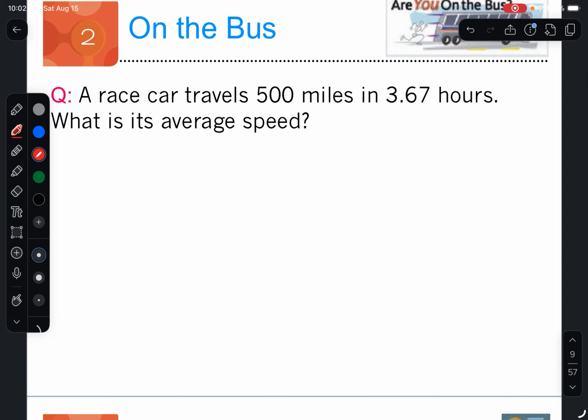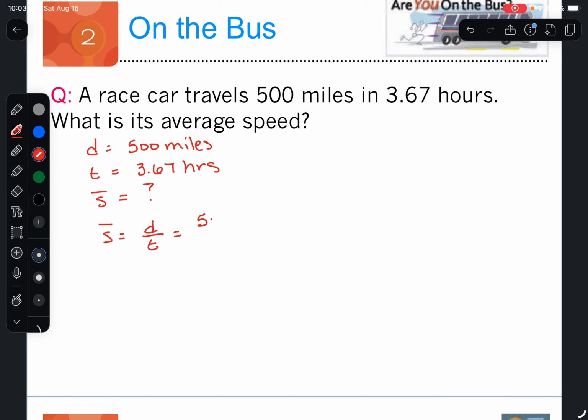Next sample problem is we have a race car that travels 500 miles. So we know our distance is 500 miles. And it does so in a time of 3.67 hours. And you're asked to find average speed. So again, our average speed is distance over time. Our distance is 500 miles. Our time is 3.67 hours, and we simplify that to 136 miles per hour.